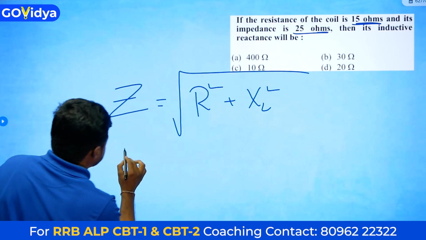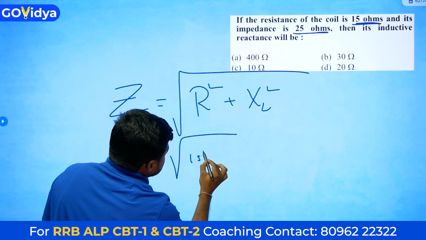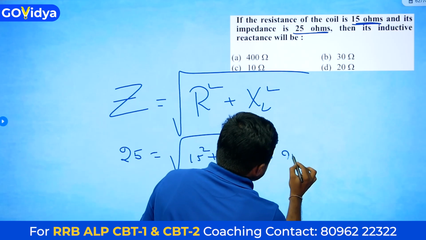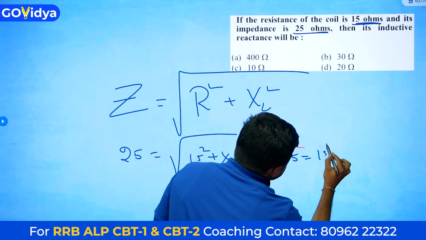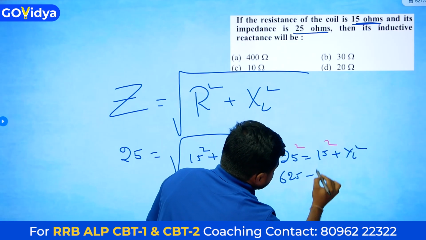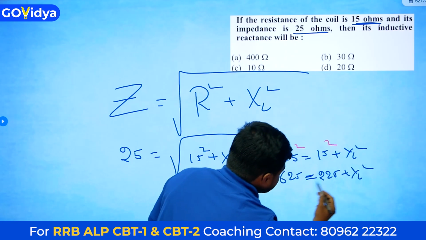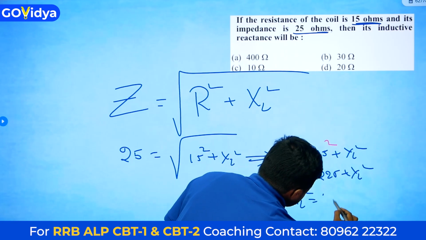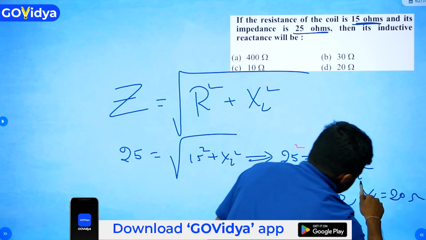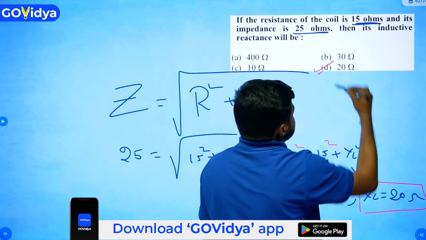Impedance value is 25, equal to square root of R value, resistance 15, square plus XL square. From here we get 25 square is equal to 15 square plus XL square. 25 square is 625, 15 square is 225, plus XL square. From here we get XL square is equal to 400, so XL is equal to 20 ohms. Inductive reactance is 20 ohms. From the options, option D is the correct answer.